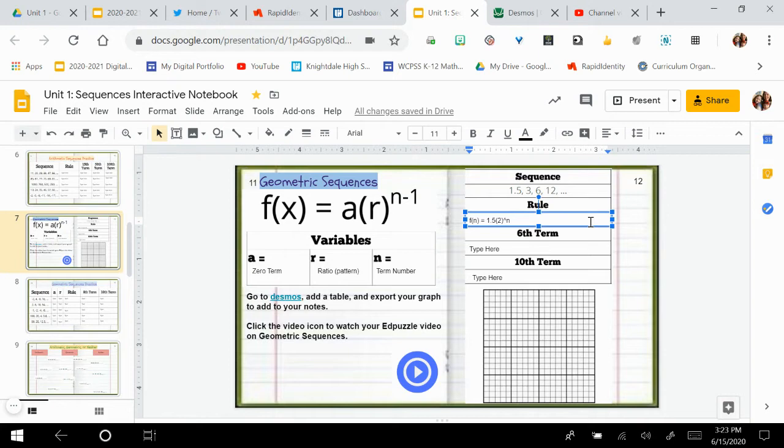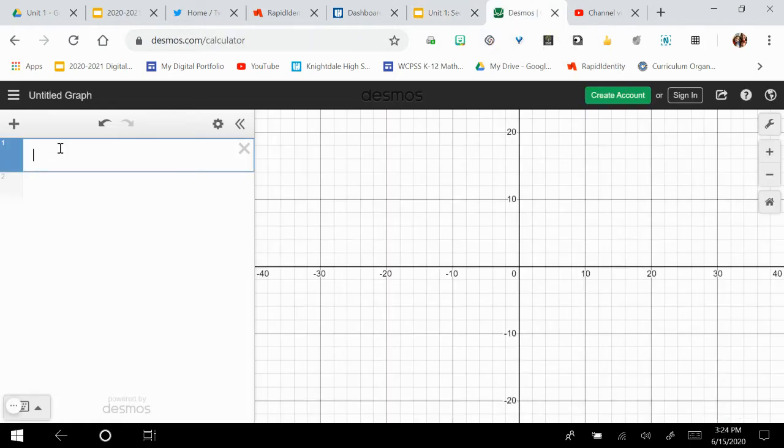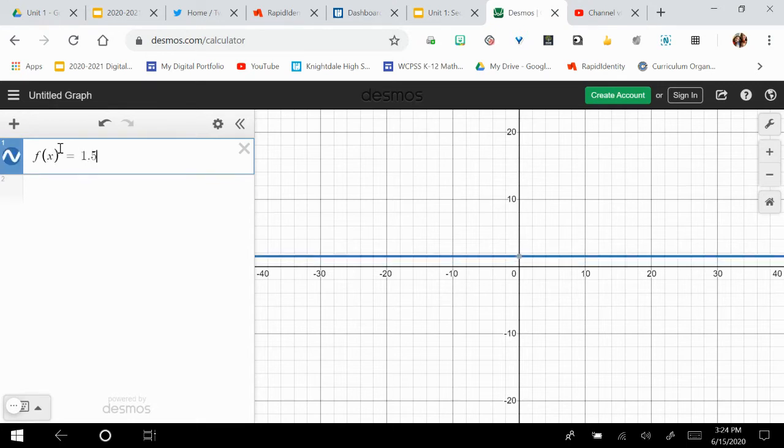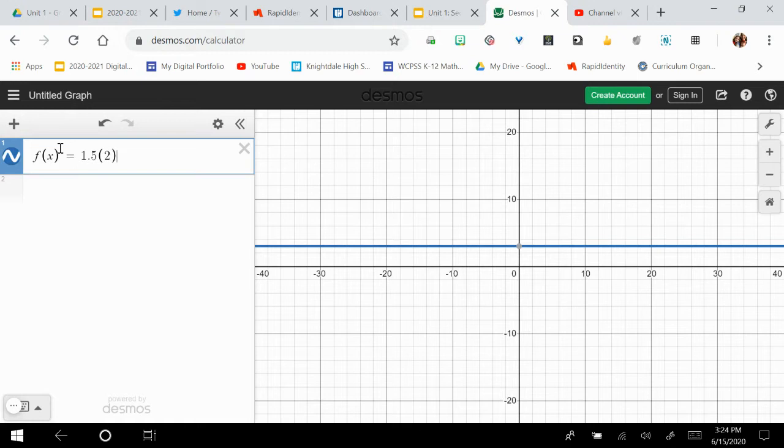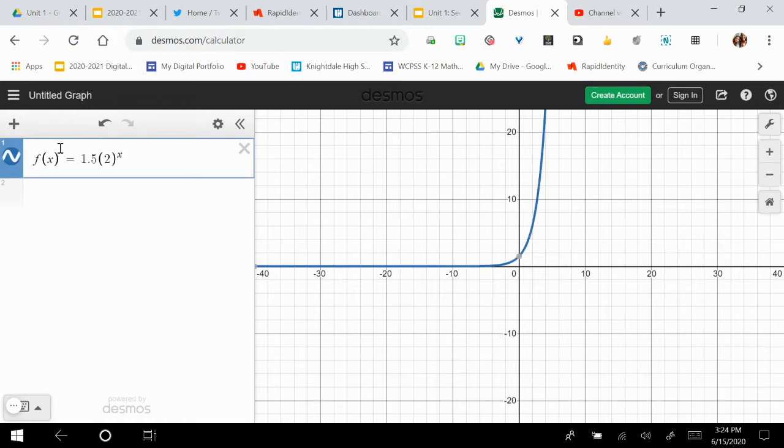So let's look at what this looks like as a graph before we do these two things right here. Okay, so remember, only use Desmos. Don't use f of n, use f of x because it doesn't like anything but x and y. So f of x equals 1.5, and I'm going to use parentheses, 2 caret key x. So you can see here is our equation. Now this one is a curve. In arithmetic sequences, it was a straight line. So that's something to think about when we start comparing arithmetic and geometric sequences.